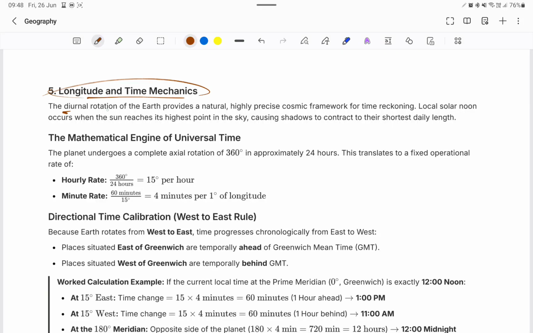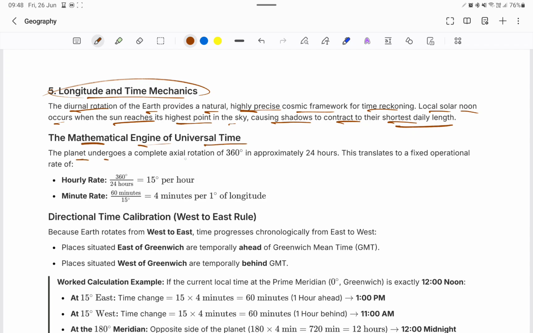The diurnal rotation, that's called Earth Day. The diurnal rotation of the Earth provides a natural, highly precise cosmic framework for time reckoning. Local solar noon occurs when the sun reaches its highest point in the sky, causing shadows to contract to their shortest daily length.